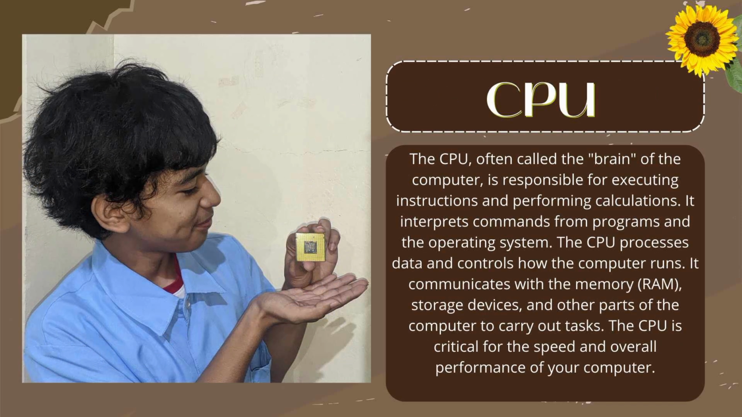CPU. The CPU, often called the brain of the computer, is responsible for executing instructions and performing calculations. It interprets commands from programs and the operating system. The CPU processes data and controls how the computer runs. It communicates with the memory, storage devices, and other parts of the computer to carry out tasks. The CPU is critical for the speed and overall performance of your computer.